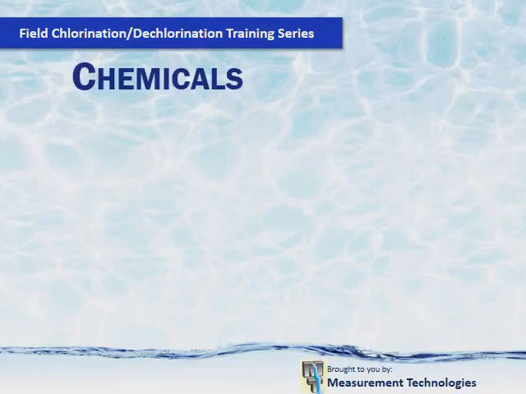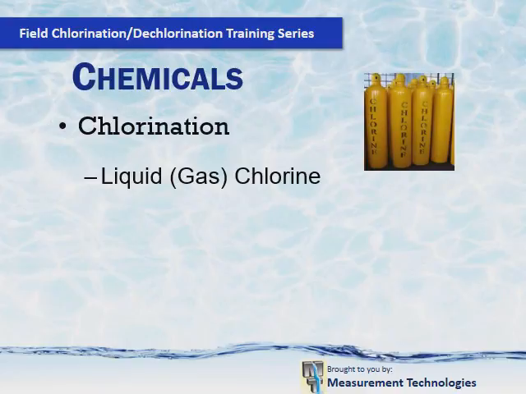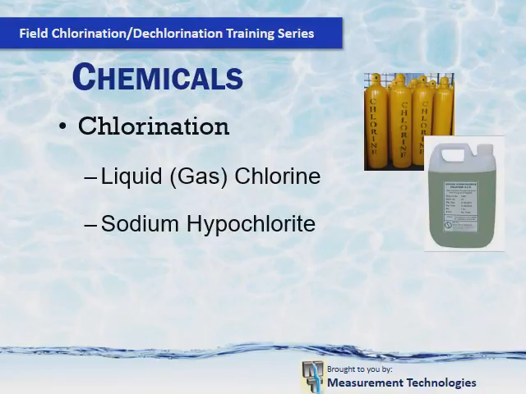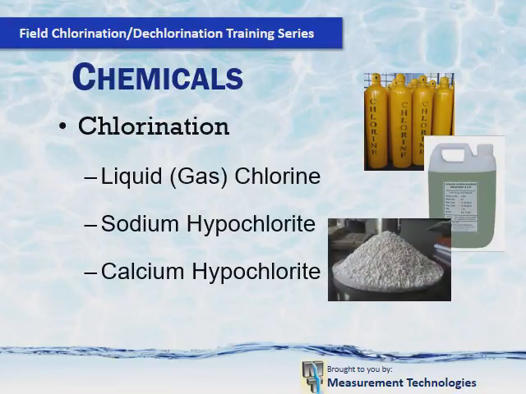When chlorinating your water system, you have a choice of 3 different chemicals to choose from: liquid or gas chlorine, sodium hypochlorite, and calcium hypochlorite. We do not sell any of these chemicals as they are all readily available in all market areas. Our talk will concentrate on the sodium hypochlorite and calcium hypochlorite, as these are the 2 chemicals that are used with the H2O neutralizer.